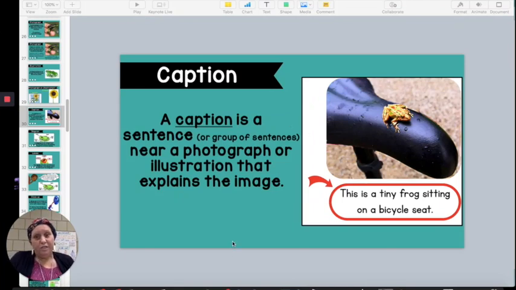A caption is something that we will usually see under a photograph or illustration. It's a sentence or paragraph that tells you what the picture is about. So in this particular picture, you see a frog sitting on this black thing and you say, what could that be? And if we read underneath it, it tells us this is a tiny frog sitting on a bicycle seat.